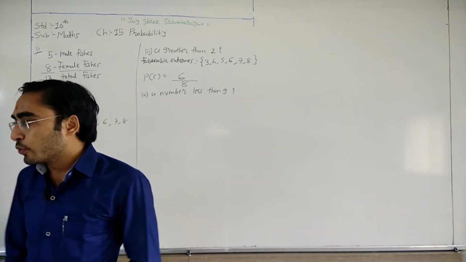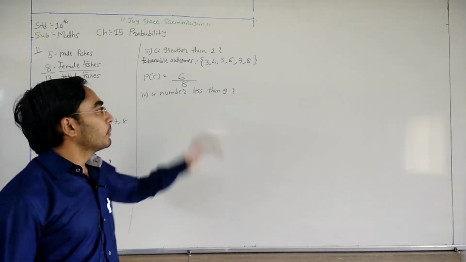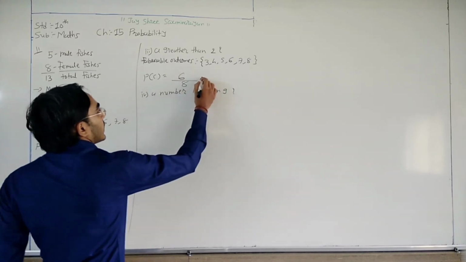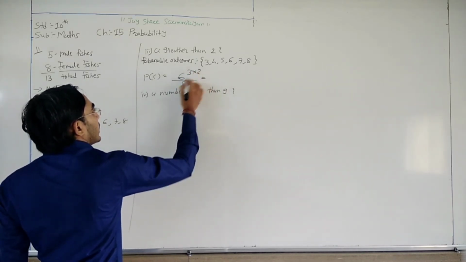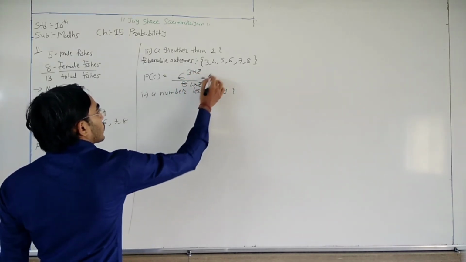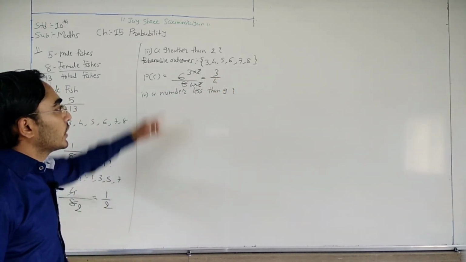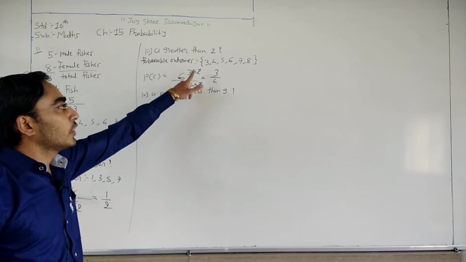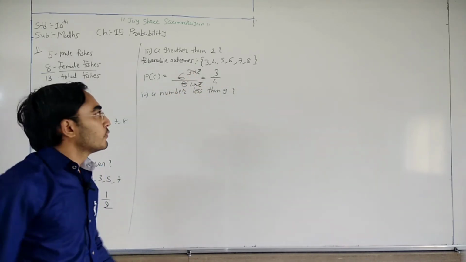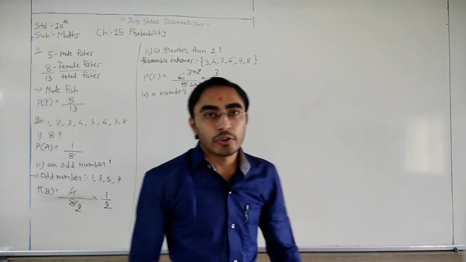Right? So 6 by 8. Now we can simplify this answer. 6 by 8 means 3 2s are 6 and 4 2s are 8. The 2s cancel, so 3 by 4. This is our answer of probability.